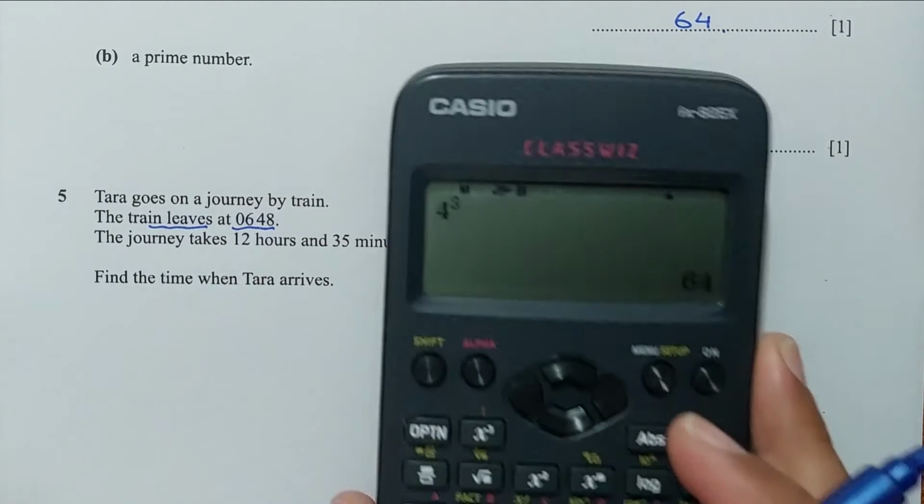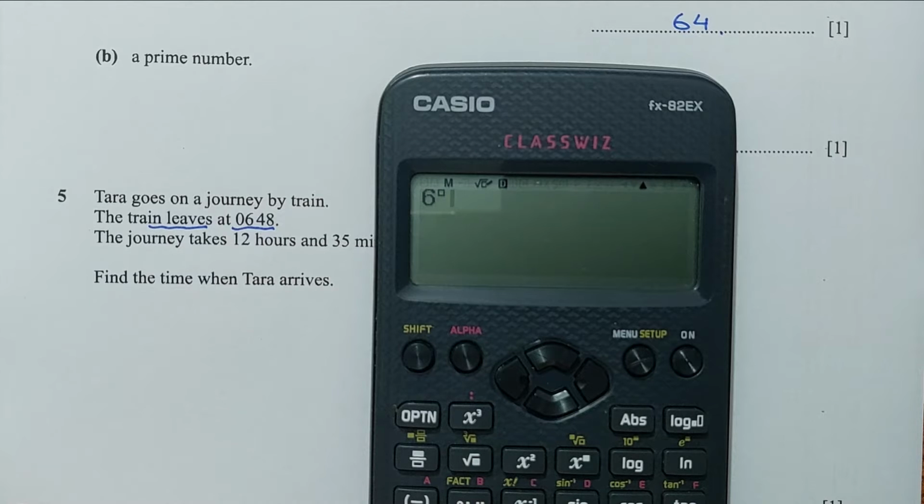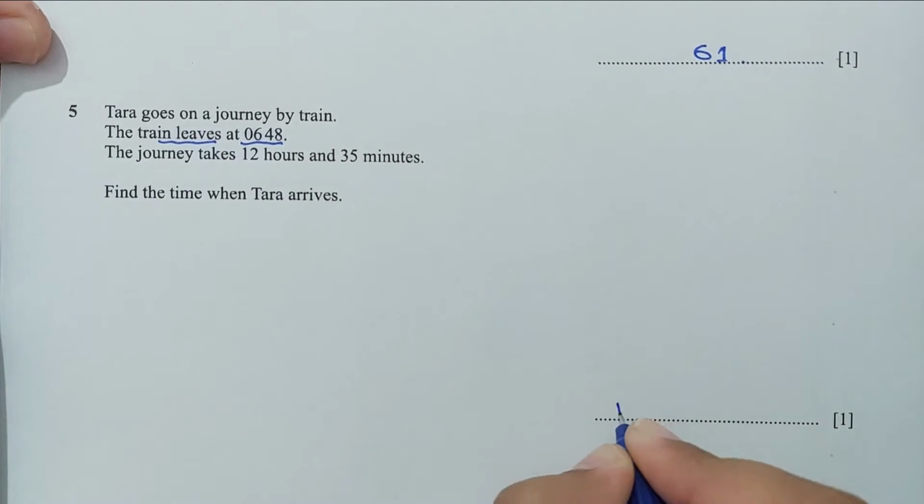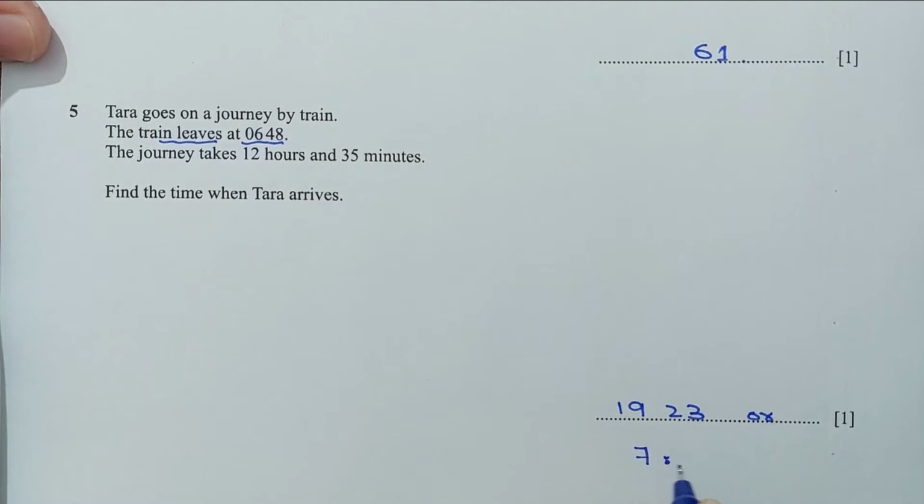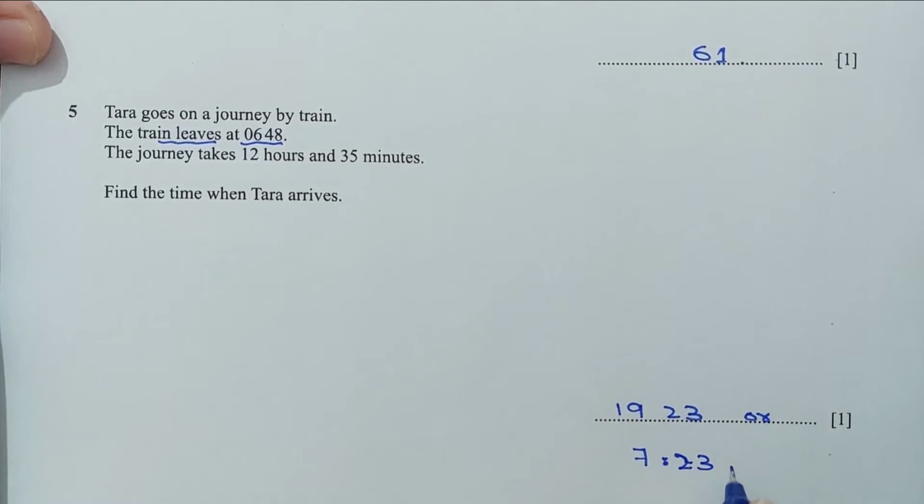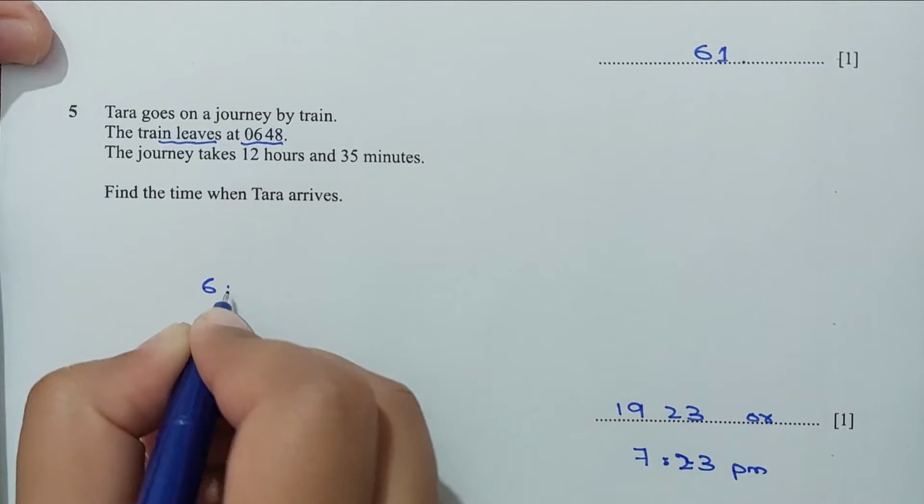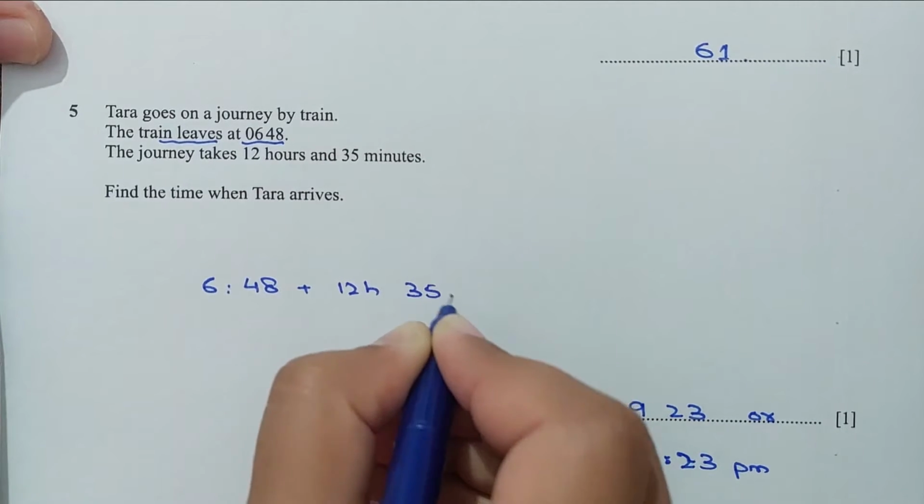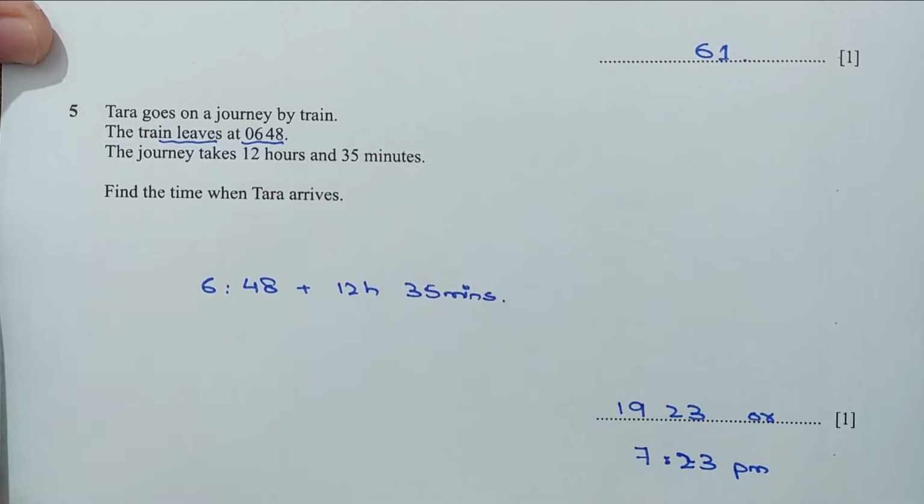Okay, so it leaves at 6:48. So we have to add 12 hours and 35 minutes. That is 19:23 when the train arrives. 19 is basically 7 p.m., right? So 7:23 p.m. is when the train arrives. So at 6:48 we have to add 12 hours and 35 minutes to get that answer, right?